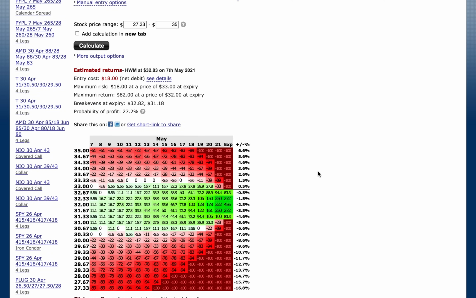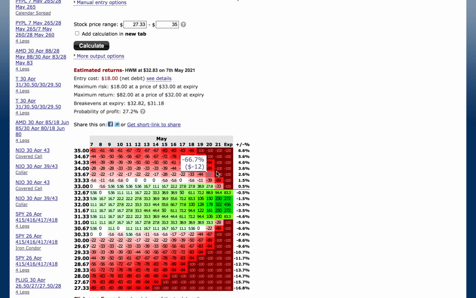So as you can see, our entry cost for this one is a little bit different, $18. Net debit, that's how much we're paying to enter this trade. It's also going to be our max risk. That's the most you can lose here. Max return, $82. So again, we're risking $18 to potentially make about $82. And this is what it looks like.